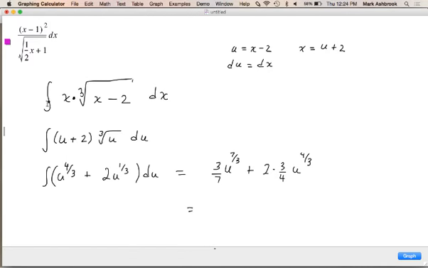If we had limits of integration, we could switch back to x and use the original limits, or we could subtract 2 from both limits and use this, right? Because the new limits for u would just be 2 less than the old limits for x, according to u equals x minus 2.